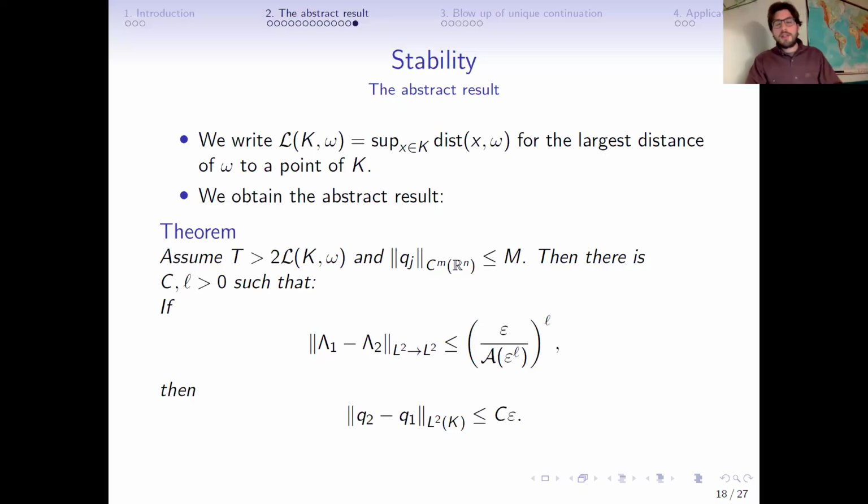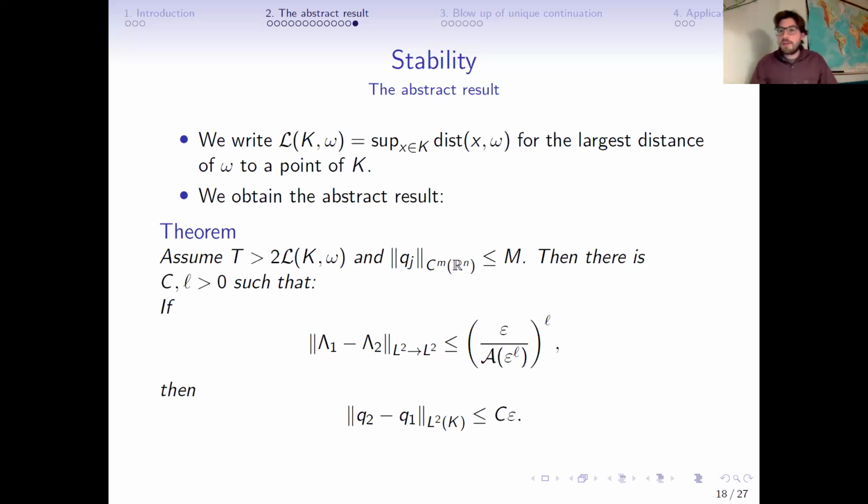So this is what gives this abstract result, which says that if the difference of the source solution maps is smaller than this quantity here, then the potentials are epsilon close. Of course, you need some time t large enough. This is expected, and you also need some a priori assumption on the potential.